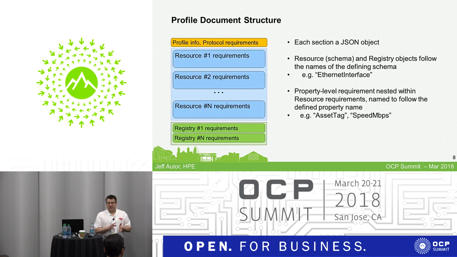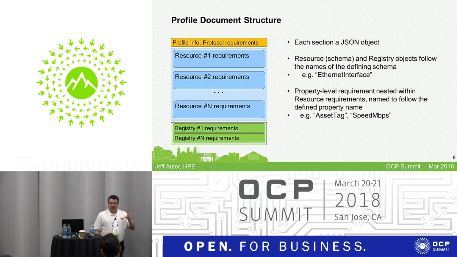Okay, so the JSON document structure, like I said, breaks into individual sections for protocol features, and then there is a resource area, and within the resource area there are blocks for each of the schemas that are part of your profile. If you don't need a schema, you don't have to mention it. So this is, again, trying to make the document as small as possible. Basically, if it doesn't appear in the document, there are no requirements. So you don't have to spend a lot of time filling out lots of blank forms. If it's not mentioned here, you don't have to have it.